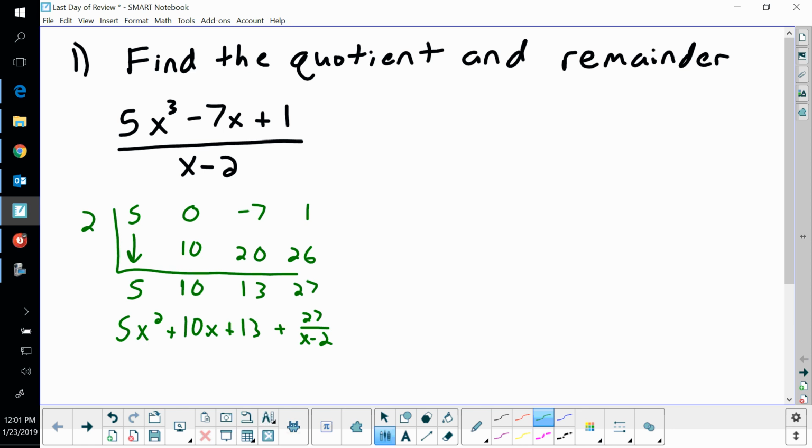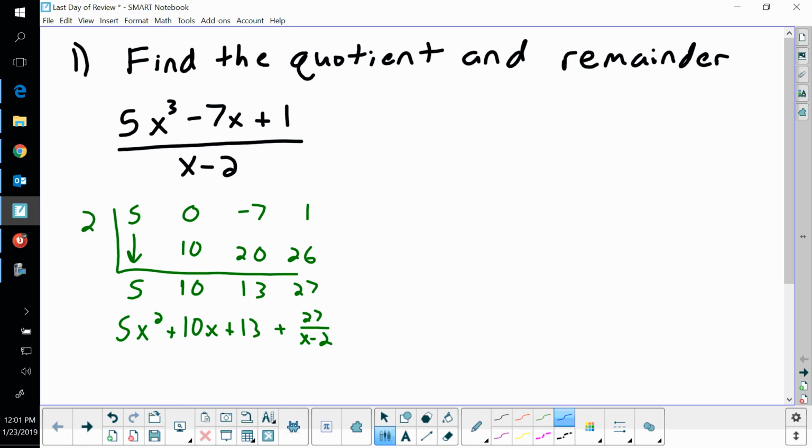Now, if this question had said, is x minus 2 a factor? We would be able to determine from this as well that it is not a factor because we did not get a remainder of 0. We got a remainder of 27. But if it's asking you for a remainder, it's probably quicker to just sub in that value that makes the denominator 0. So sub in the 2, and that will directly give you the remainder.